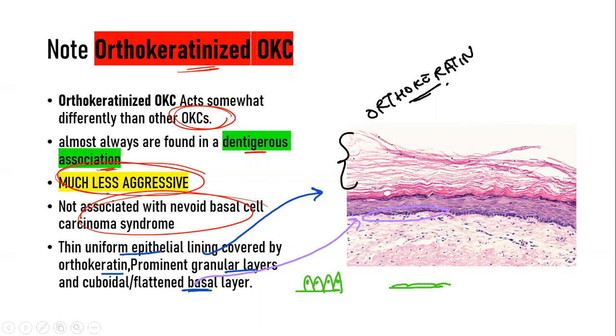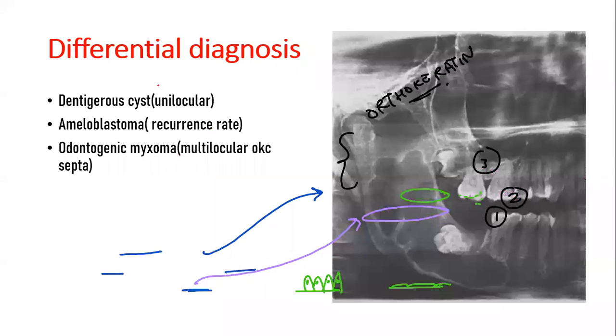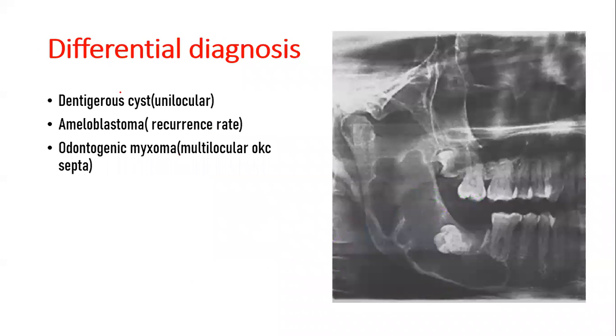Then when you go above this, you see a prominent granular layer, which contains keratohyalin granules. So what are the three things you have seen? Flattened basal cells, a prominent granular layer, and prominent orthokeratin. For the differential diagnosis, the first thing I would consider in this diagram is a dentigerous cyst because it is associated with an unerupted tooth. If it appears multilocular, the differential diagnosis might go to ameloblastoma. And the third thing is odontogenic myxoma.